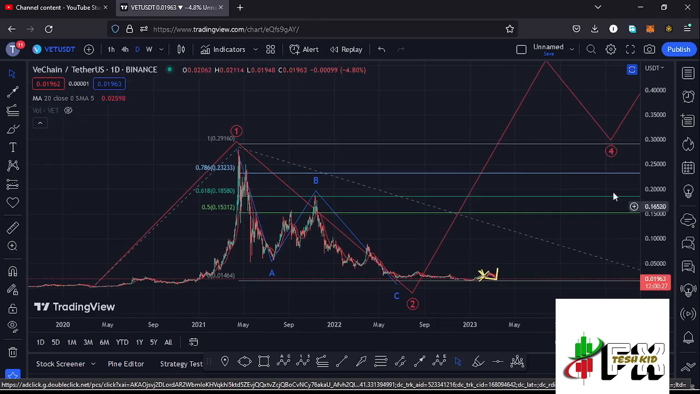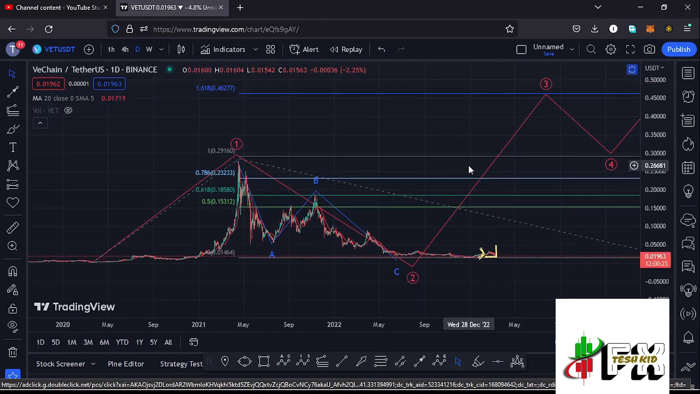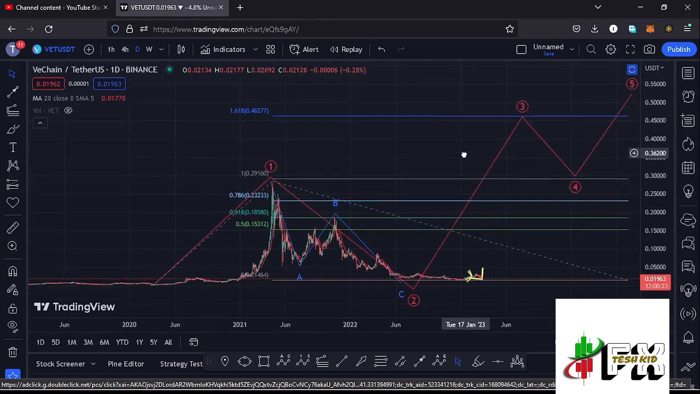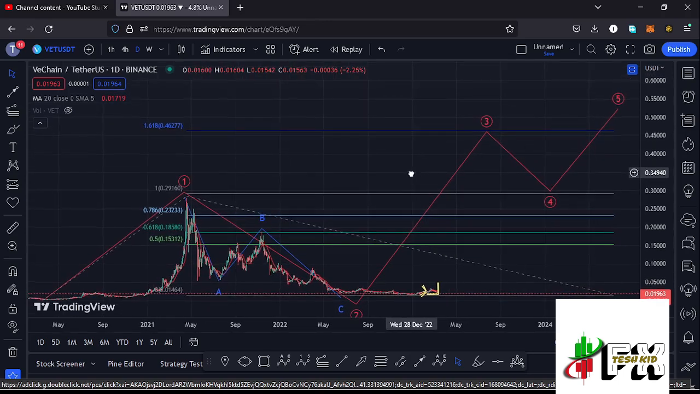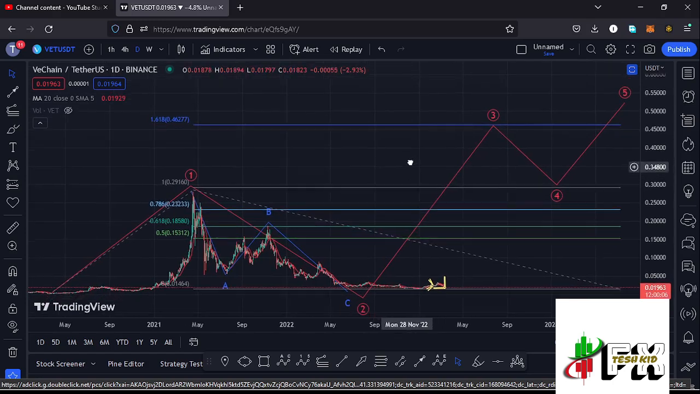And having seen the low for that second wave, whatever we expect on the long-term scenarios is the start of an impulsive wave to the upper side in the formation of a larger Elliot wave count 3, where I have minimum target areas at the fib level 1.618, and that is at around the $0.46277 mark, and that is the minimum that we can expect Vechain to do here on the long-term scenarios and also on the short-term scenarios.